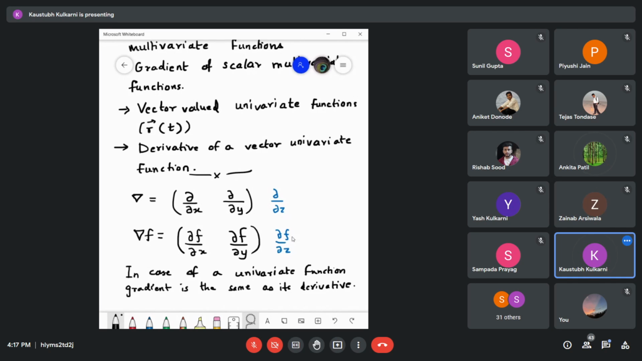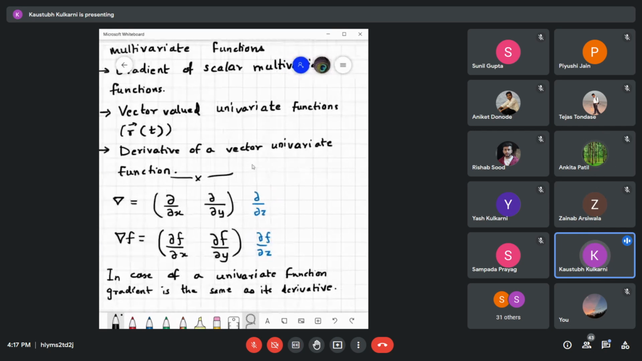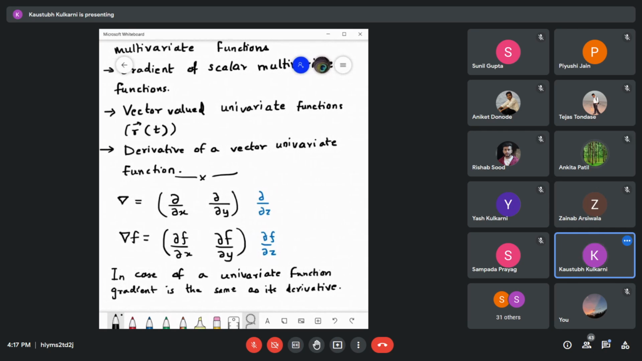So the derivative of a univariate function is its gradient, or you can say the gradient of a univariate function is the same as its derivative. They are one and the same. So with this, we can move on to some generalizations now. Any questions, any doubts up to this point in this discussion? You can ask. In between, I'll just proceed.